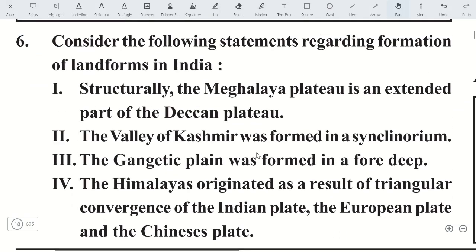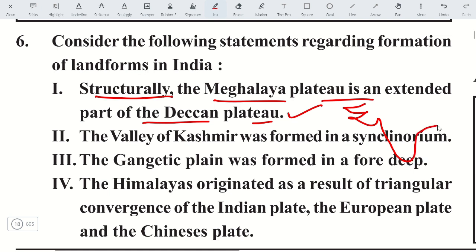Next question: consider the following statements regarding the formation of landforms in India. The first statement is: structurally, the Meghalaya plateau is an extended part of the Deccan plateau. This is right, because if we make a map of India, here is Meghalaya, and it is an extension of the Deccan plateau. It is part of peninsular India. So the first statement is right.